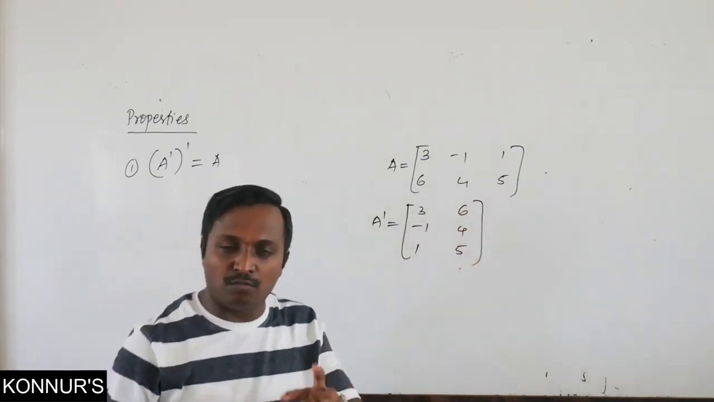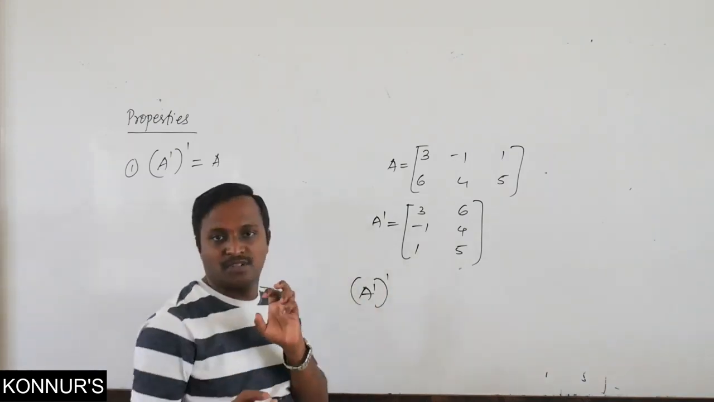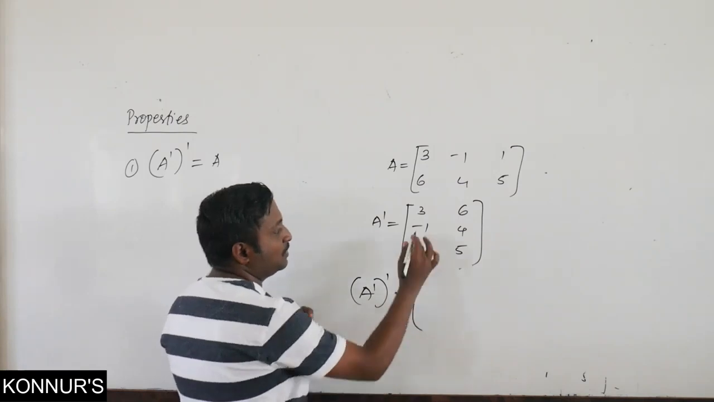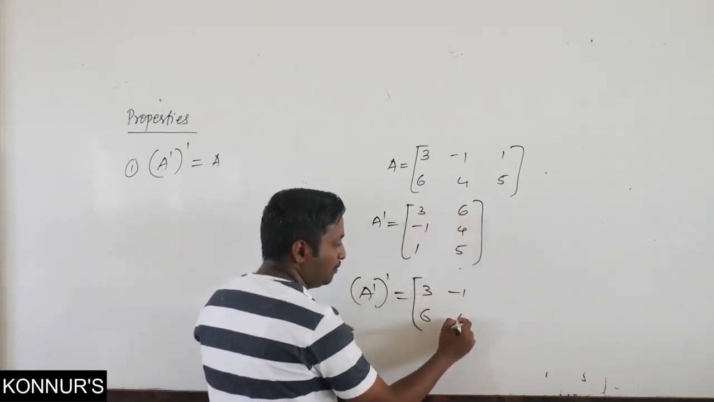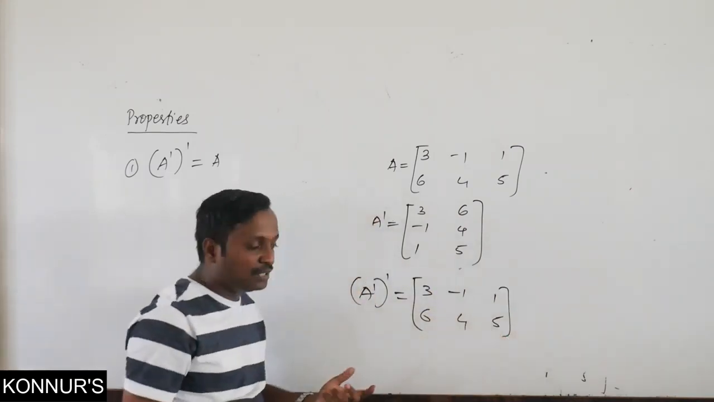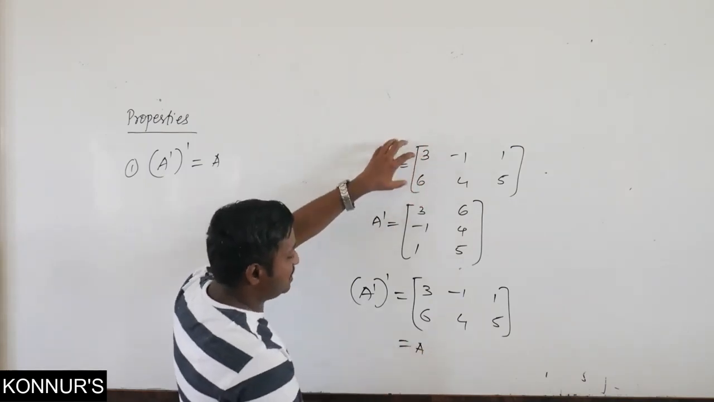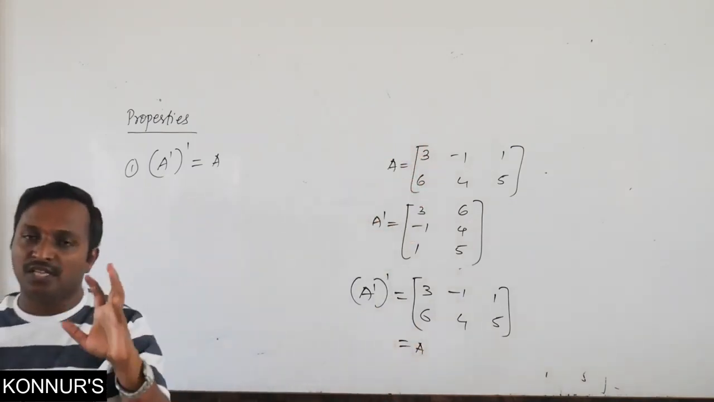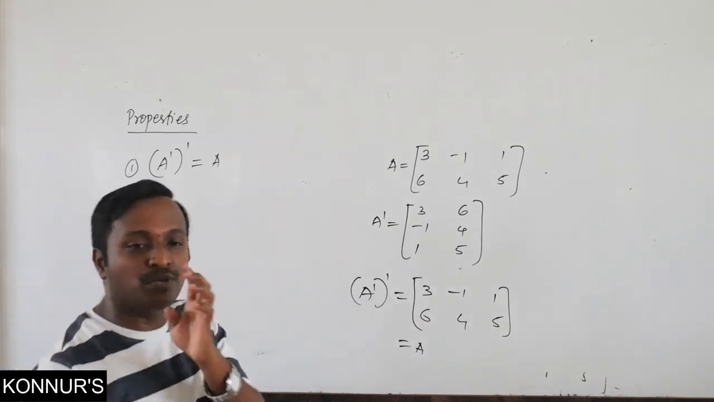Row becomes column, column becomes row. I make it transpose again, A dash whole dash. What happened? 3, 6, it is a row, I will make it column. It is a row, I will make it column. What happened now? We will get the same matrix as it is there. A dash whole dash is always equal to A matrix.